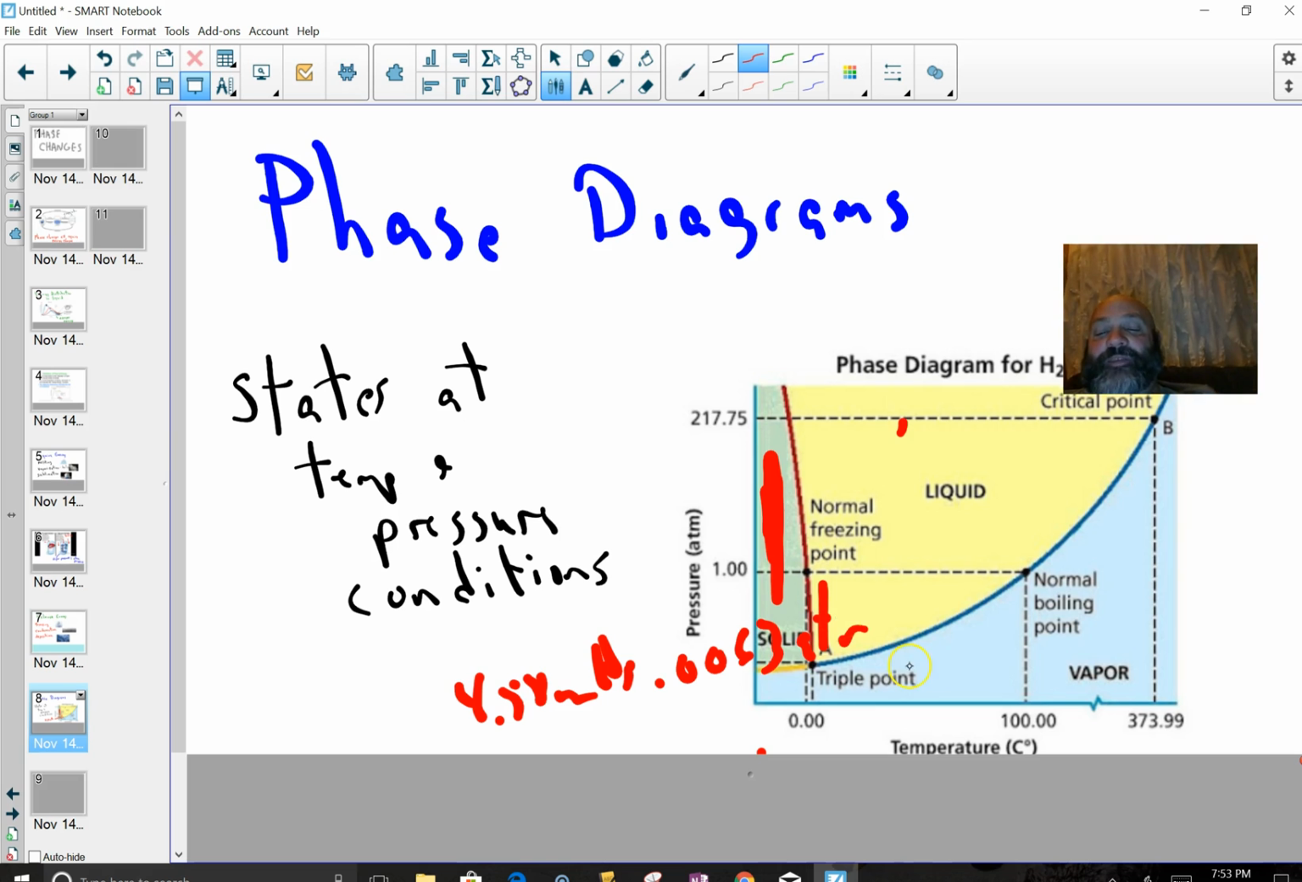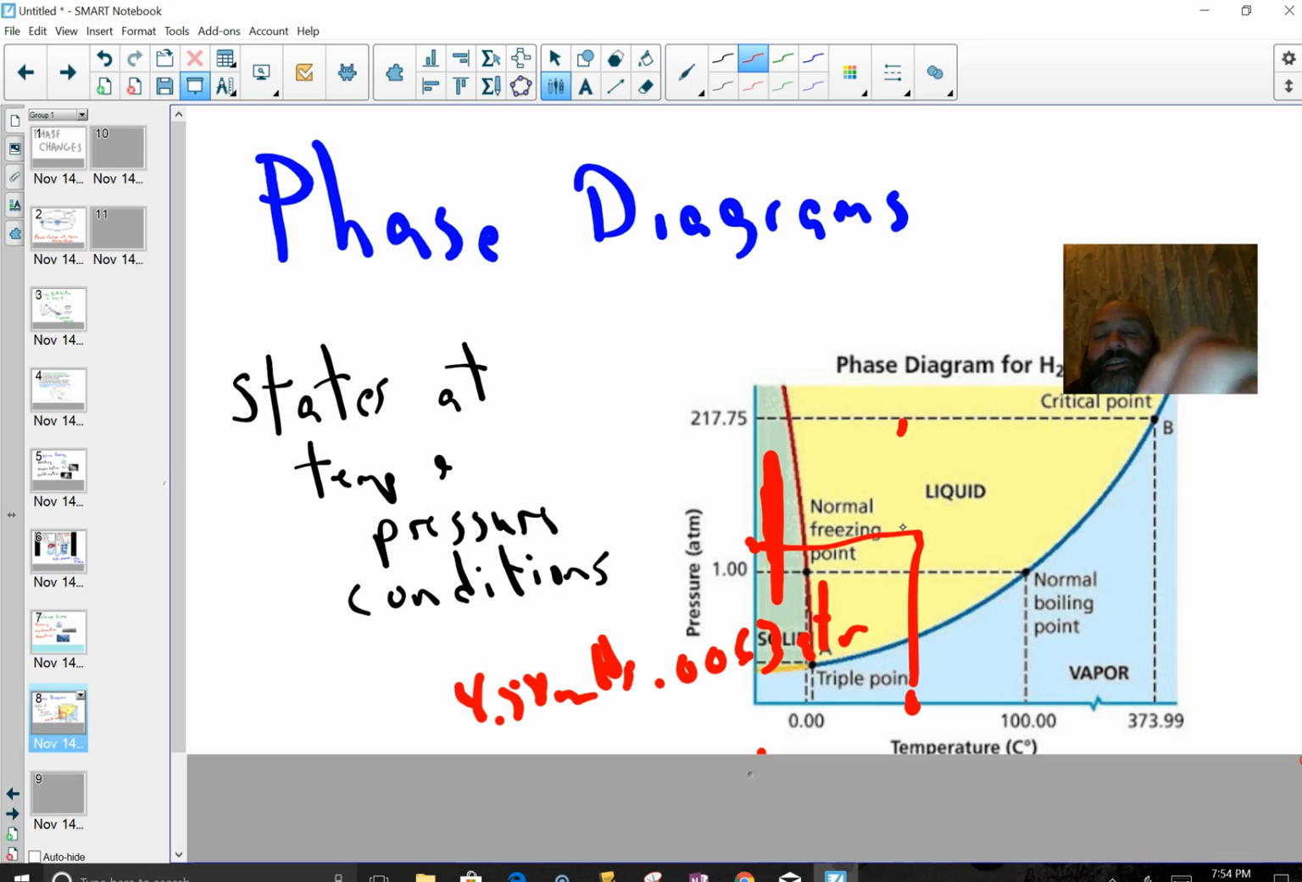So what if I were at 50 degrees Celsius and 2 atmospheres of pressure? That would put me somewhere like this. If I was at those conditions, water would be a liquid. If I go to higher temperatures, higher pressures, we can see where we're going to be in all those different cases. So the diagram is showing us the states at different temperature and pressure conditions.